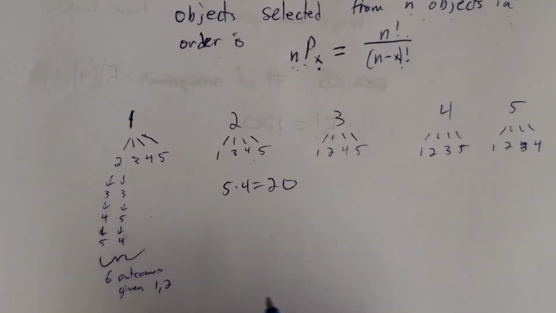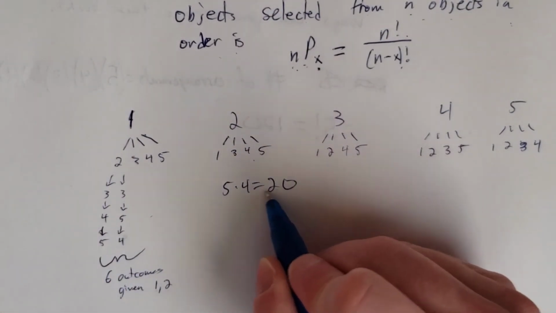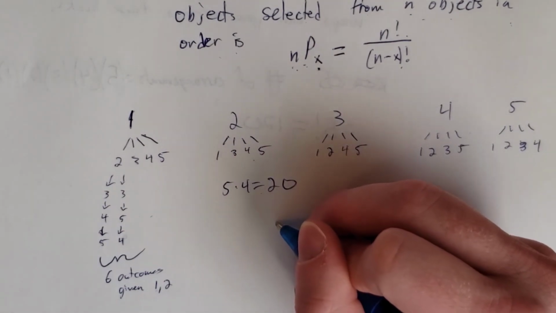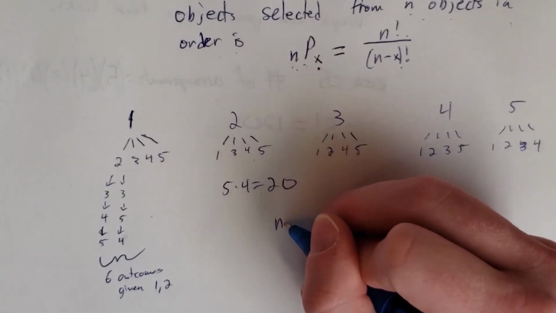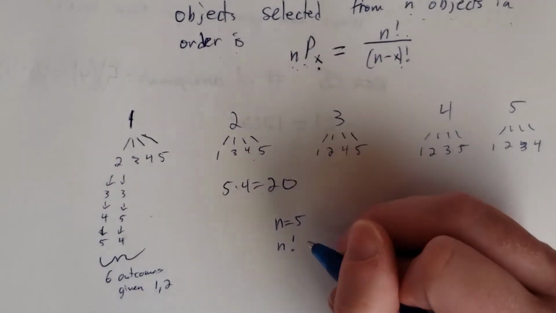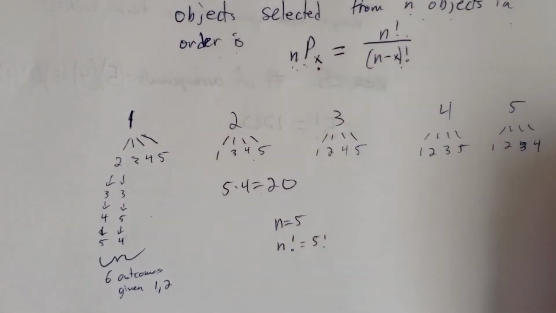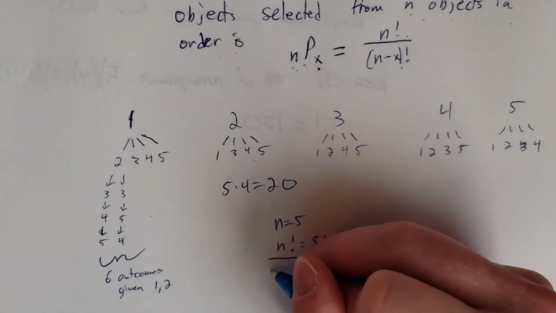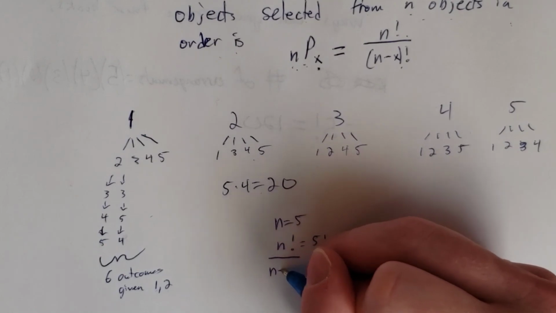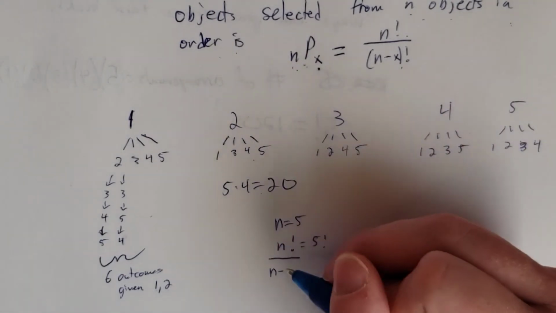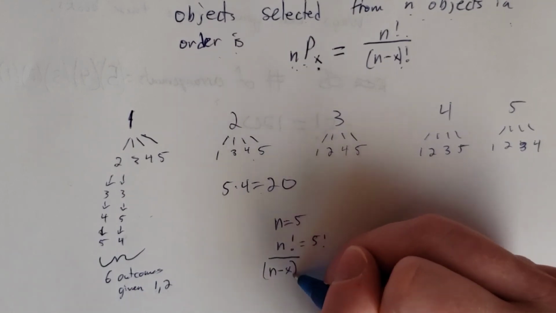So what is actually happening here to calculate this 20? Well, we could take n factorial, where n is 5 here, so 5 factorial, and then we divide that by (n minus x) factorial, since in our question we said that x was 2.